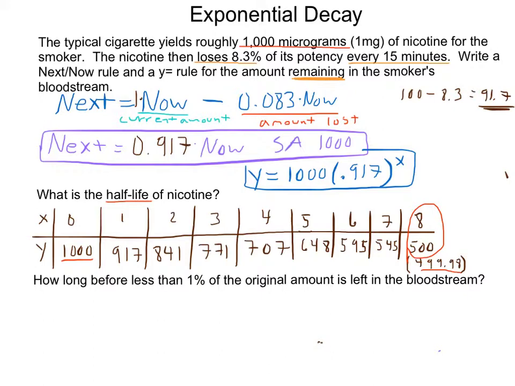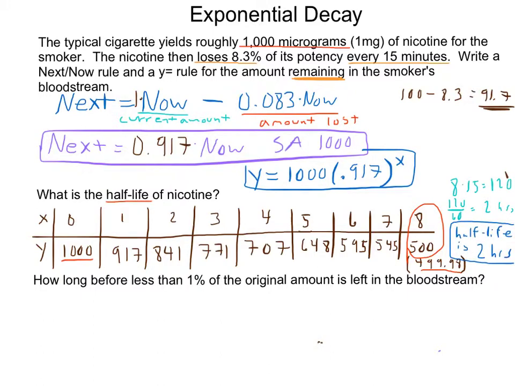Now, what is this 8 counting? Is this counting 8 hours? No. This is 8 15-minute periods. So 8 times 15 is 120. That's 120 minutes all in all. Then let's convert that to hours. So our half-life for this whole thing is going to be 2 hours.